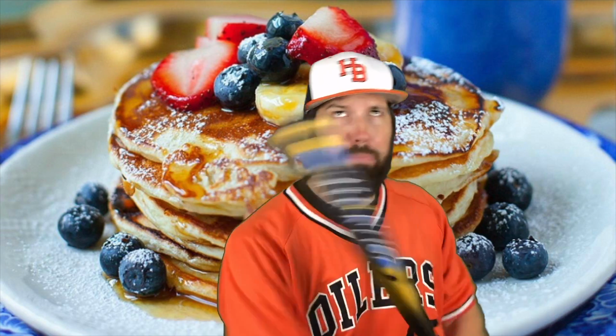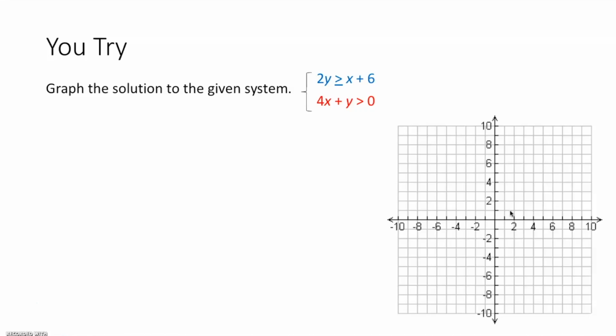What does a baseball team and a pancake have in common? They both need a good batter. Boom, boom, boom. You try.